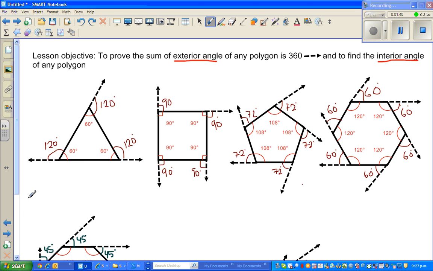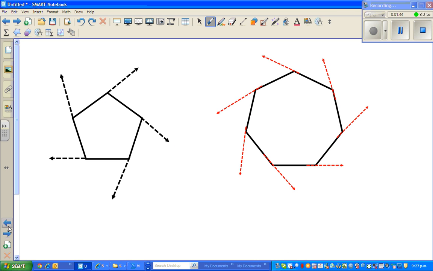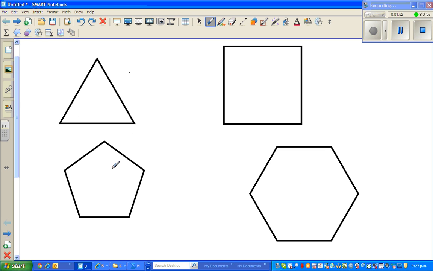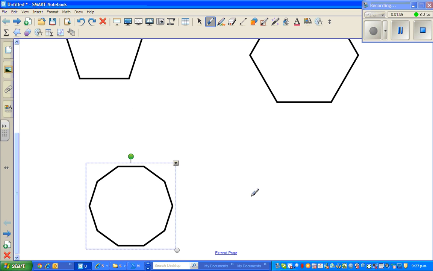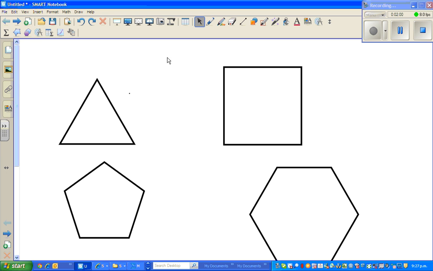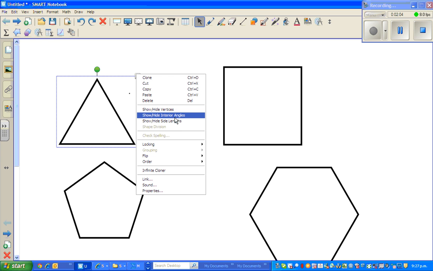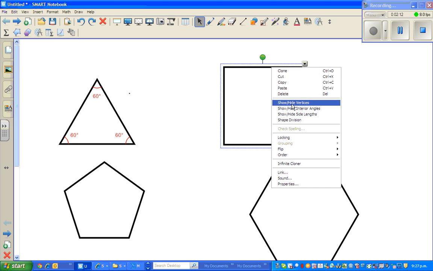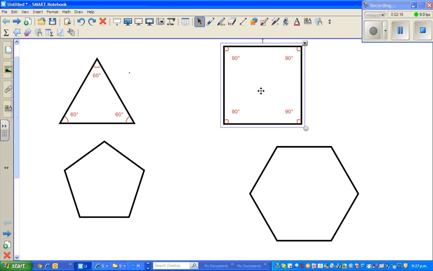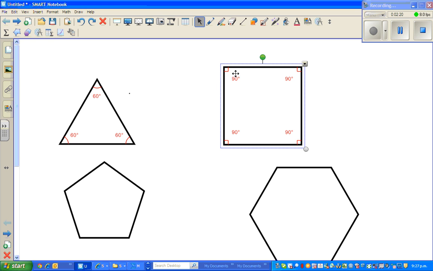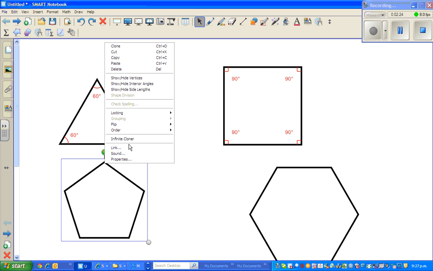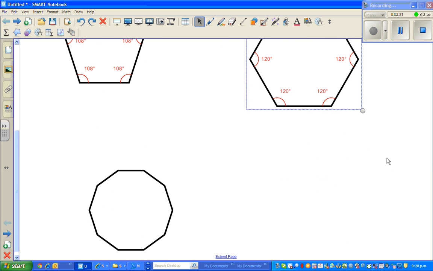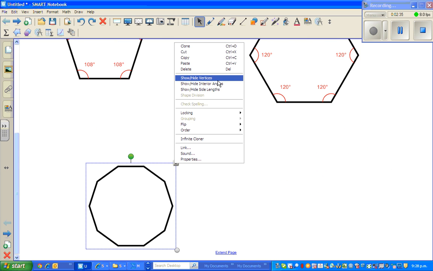Just to show you how I have got this: this is an equilateral triangle, this is a square, and all of them are regular polygons. So this is a pentagon, this is a hexagon, and this is an octagon. Now, if I highlight this and click on show interior angles, here we go. Each of these angles is 60 degrees. If I do the same thing here, each angle is 90, which is very clear. Now, I'll explain later on how these angles measure 108 degrees and how these measure 120. That is not the focus, but I'm just showing how I got these interior angles.